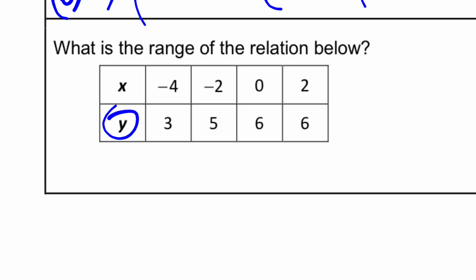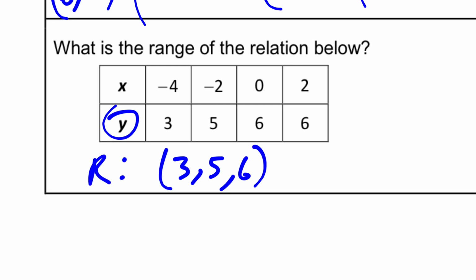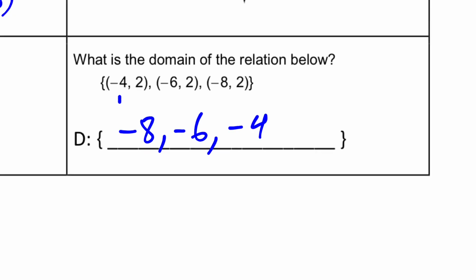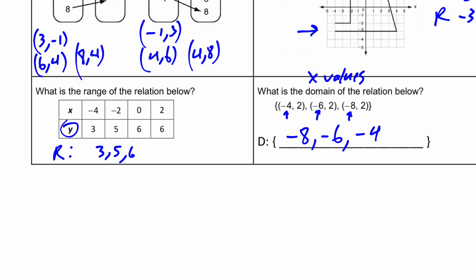Range is all the possible y values, and you don't repeat. So you could write the range as these 3 coordinates. Now you don't need to put parentheses, you could just list them like this, just don't repeat. For the domain, we tend to write from smallest to largest, so I'm going to rearrange the order a little bit, like this. Remember that domain is looking at only the x values, whereas range was looking at only the y values.